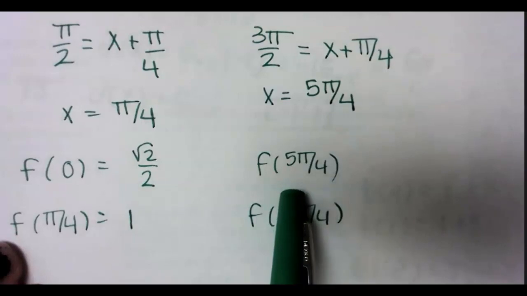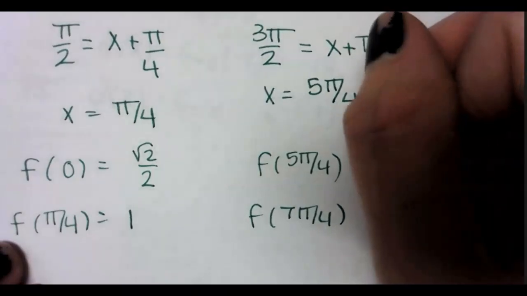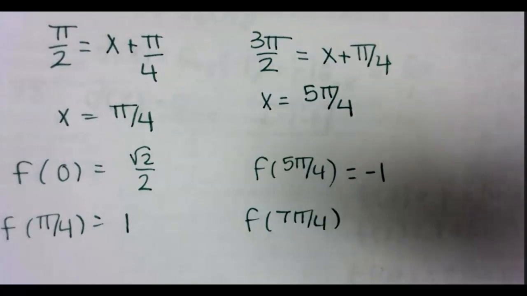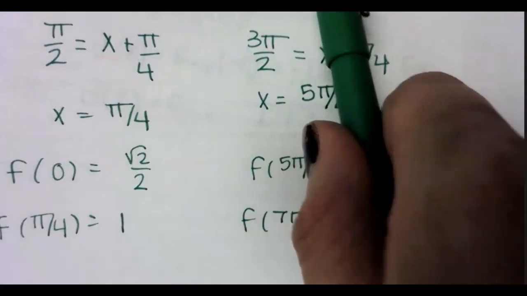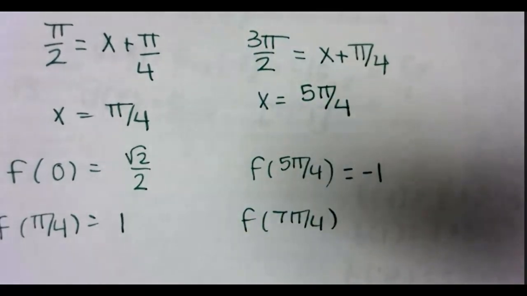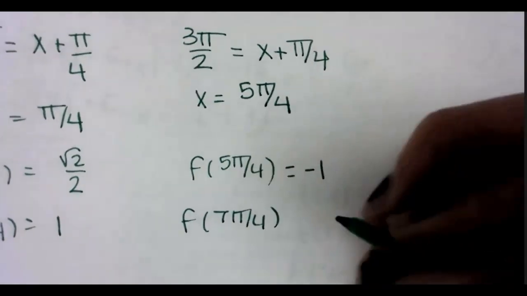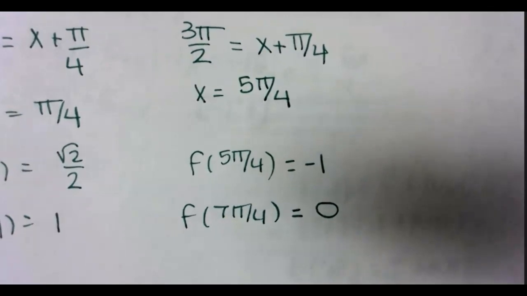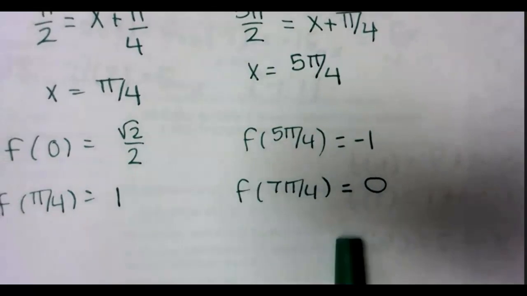Sine of 5 pi fourths would be the sine of 6 pi fourths, or the sine of 3 pi halves, which is -1. And then the sine of 7 pi fourths would be like 7 pi fourths plus pi fourths, which is 8 pi fourths. Well, 8 pi fourths is really 2 pi. And the sine of 2 pi is really 0. So now I can look at these values.